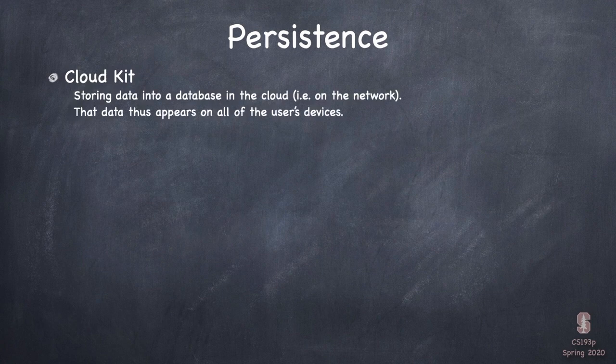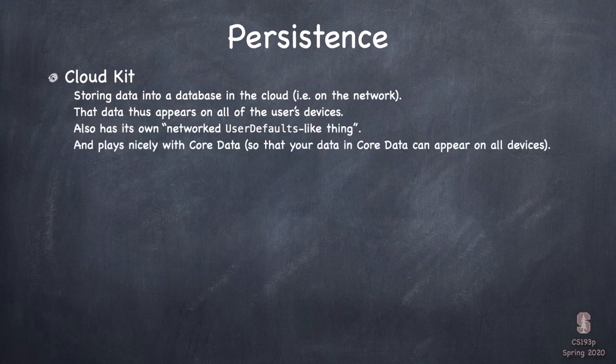CloudKit is something I'm going to talk about today, and it's a way to store data on the network in iCloud. And you can see there's some huge advantages of doing that. When you put stuff out on the network, it means that now the user's going to see all that data on all of their devices instead of just on the device they created the EmojiArt thing on, or the theme in their Memorize. So that's really, really powerful thing to be able to do, store things on the network.